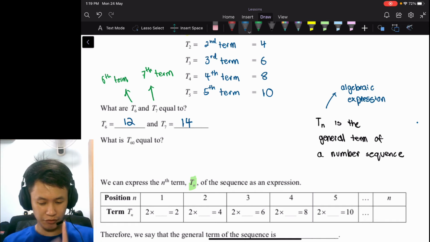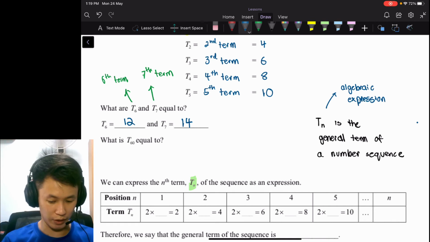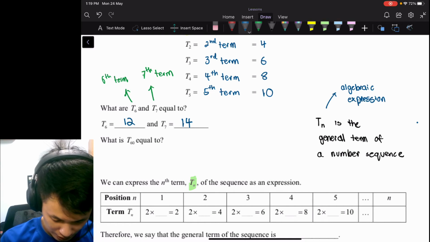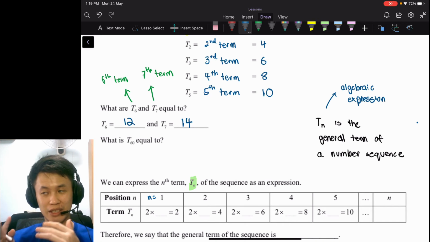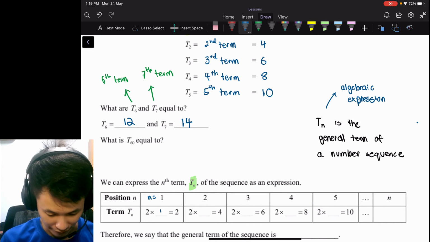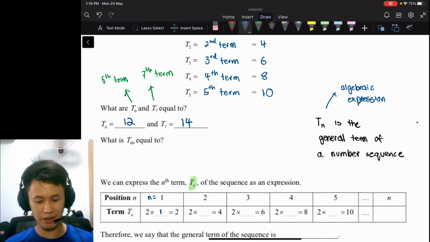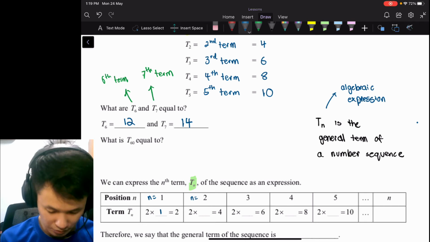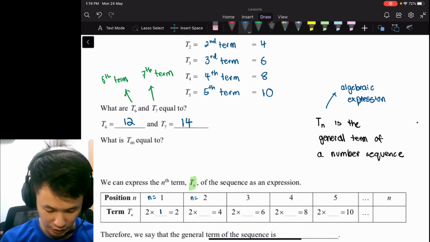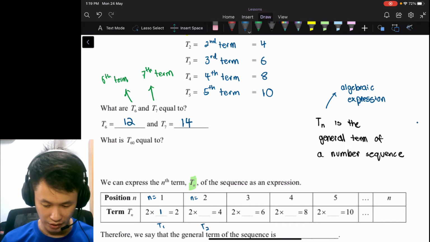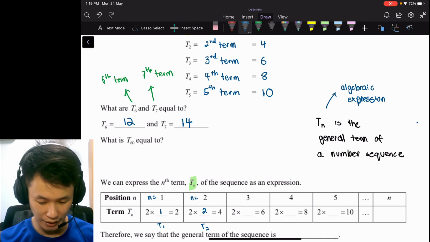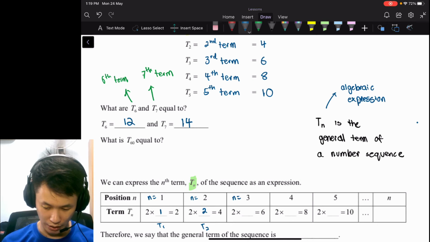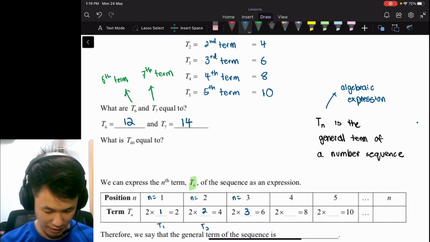The first term is when n is equal to 1. Makes sense? When I write T1, I'm just saying n is equal to 1. So 2 times 1 gives me 2. When n is equal to 2, which means the term T2, to get 4, I have 2 times 2. Now when n is equal to 3, I have 2 times 3, which gives me 6. This is the third term.